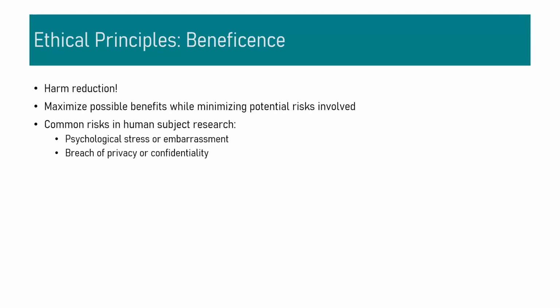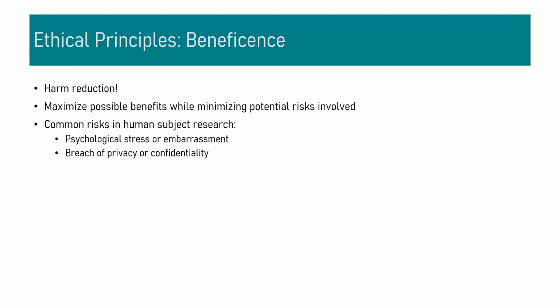So next is beneficence. Beneficence refers to the idea of harm reduction. So researchers should do their best to maximize the possible benefits of research while minimizing the potential risks involved. So this means that the potential risks must be reasonable in comparison to the expected benefits of the information that we learned. Common risks in human subjects research involve psychological stress or embarrassment, or a little bit more problematic, breaches of privacy or confidentiality.